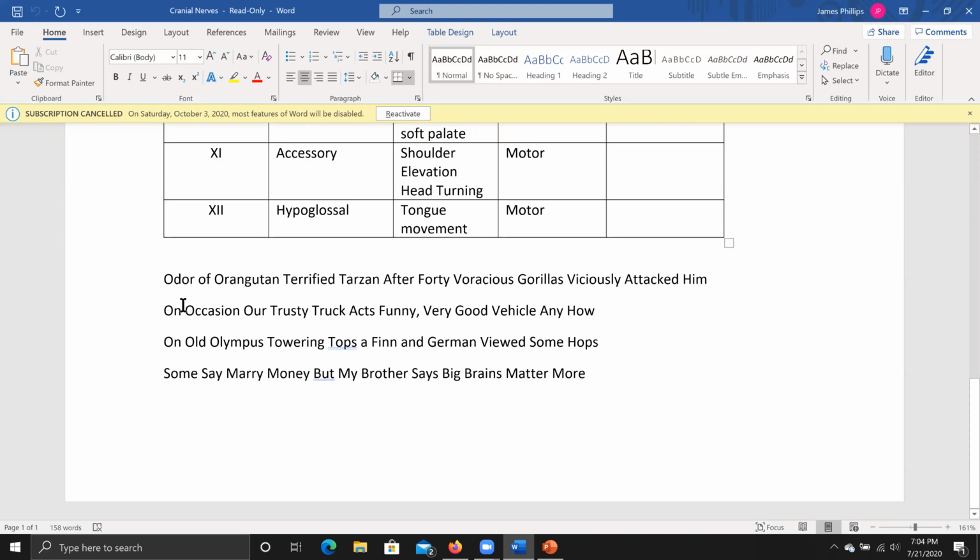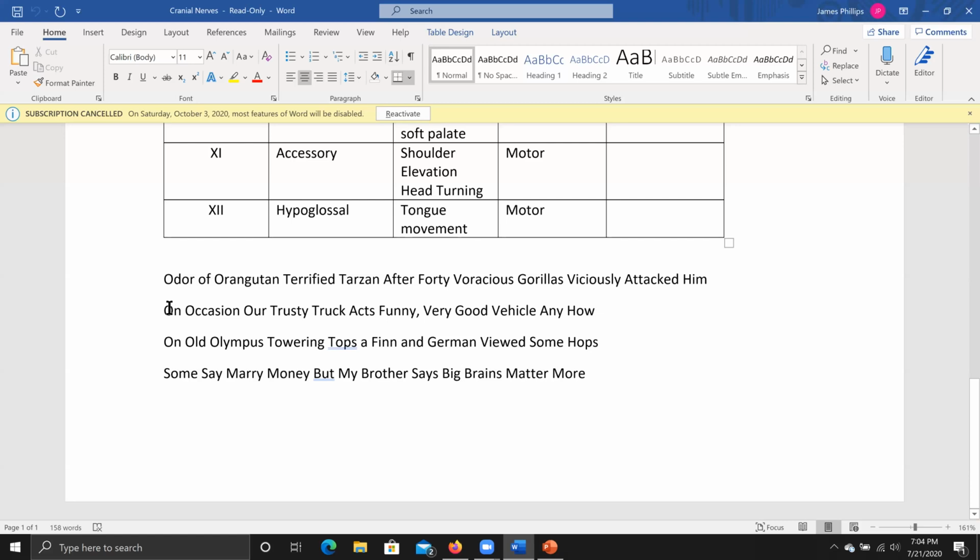Here are some that I picked up. This one: odor of orangutan terrified Tarzan after 40 voracious gorillas vicariously attacked him, okay? I try to remember that. That's very hard. They actually had a contest back in the day, and if you were in any of the professional schools, it didn't matter what you were in, you could submit an entry. And Duke University, I think it was the medical school, okay? And I think this was what they submitted, and they won, okay? And I forget who was doing the contest, okay?